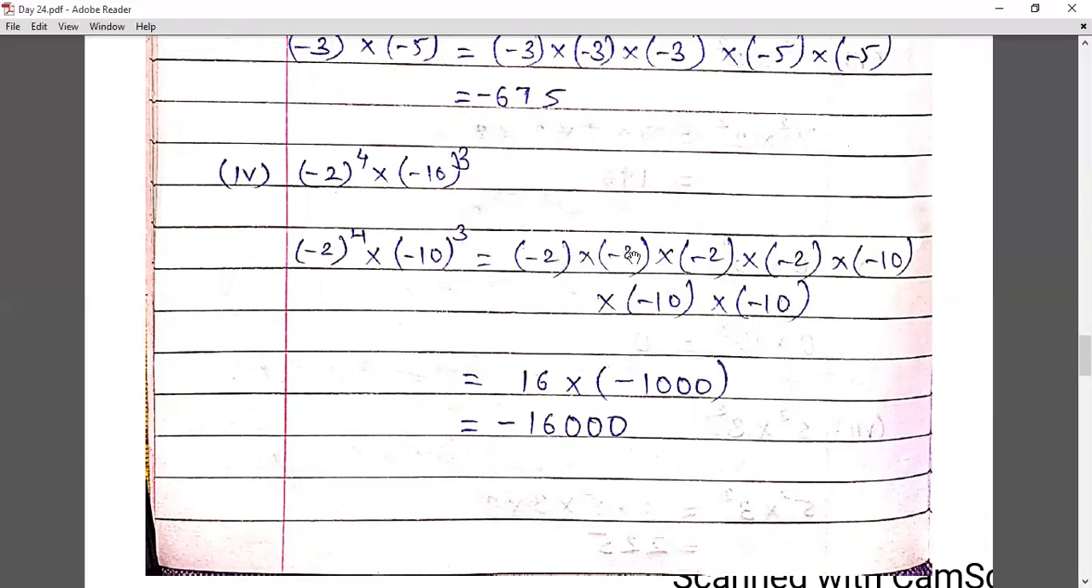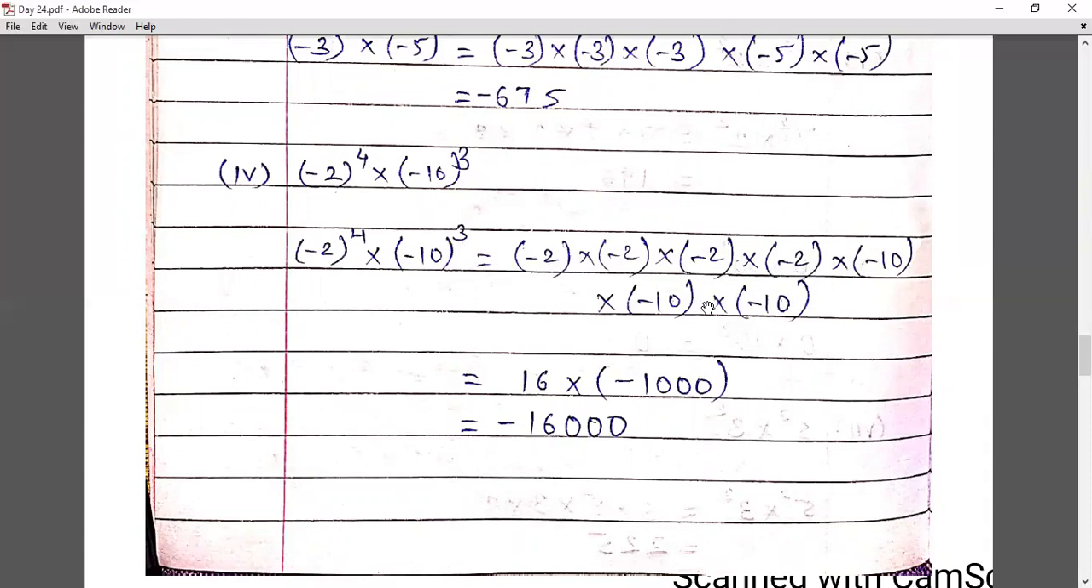2 to the 4, I am just multiplying the numbers. 2 to the 4, 4 to the 8, 8 to the 16. Here I have 4 minus signs, which is even. So 16 will be positive.